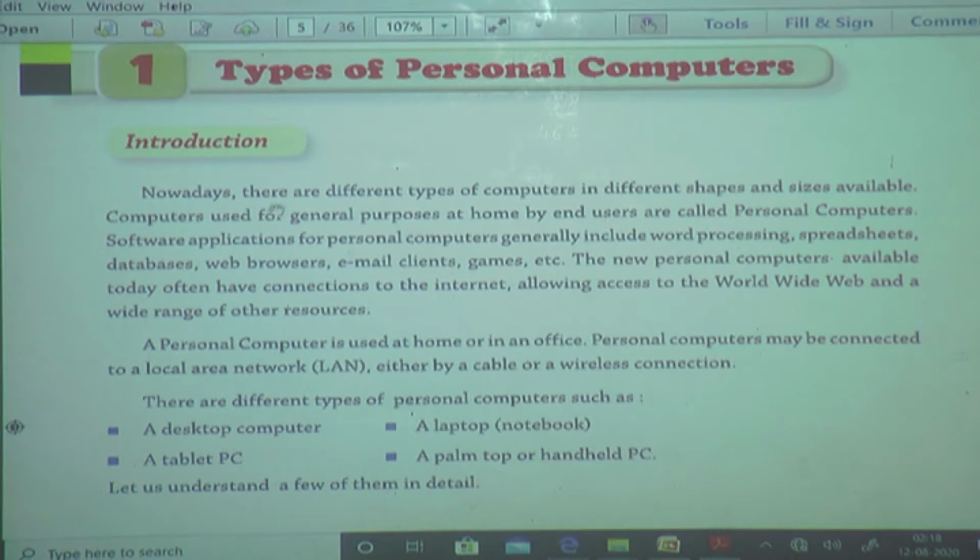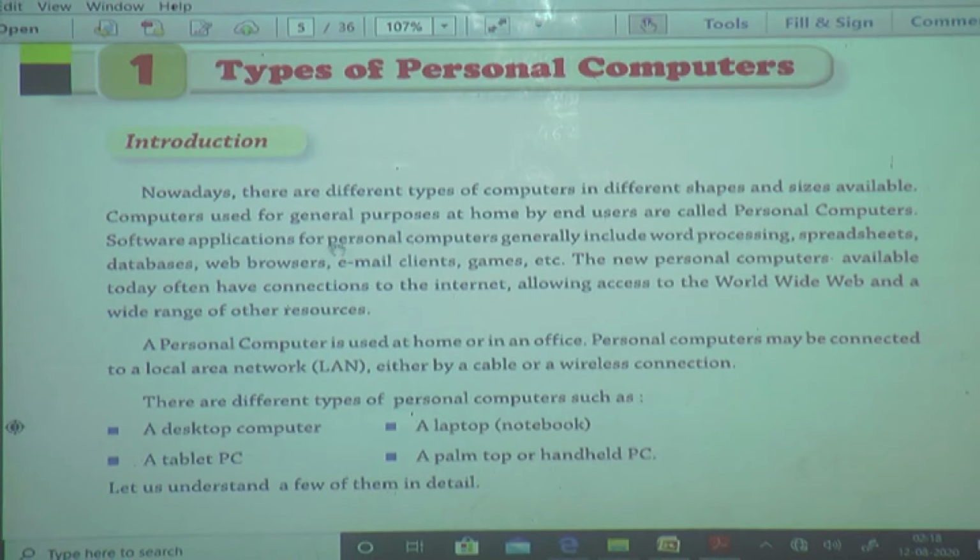Nowadays there are different types of computers in different shapes and sizes available. Computers have different types, but these types differ in their shape and size. A computer used for general purposes at home by an end user is called a personal computer. The computer used at home for personal, general purposes is called a personal computer.